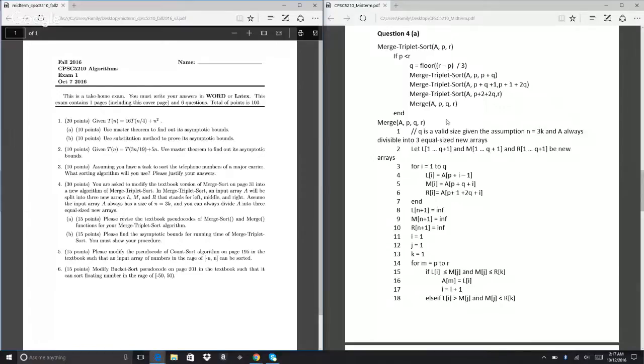We're also given the assumption that n equals 3 to the k, and A is always divisible into 3 equal sizes. So that's an assumption that we're given at the start of this problem. Because these are powers of 3, everything is going to work out nicely in terms of dividing them down. And because they're always divisible by 3, until you obviously get to one element, they're always going to have the same size for each one, so you really only need to calculate the size once.